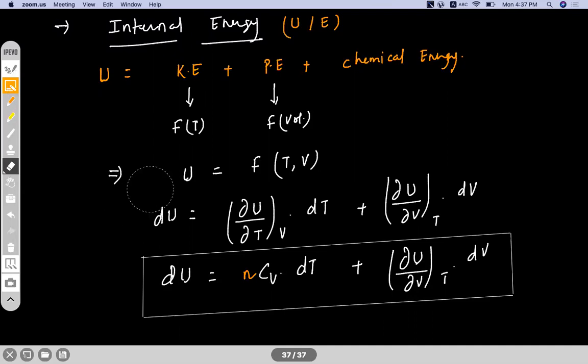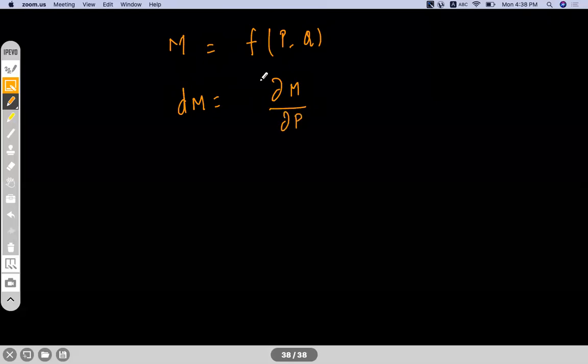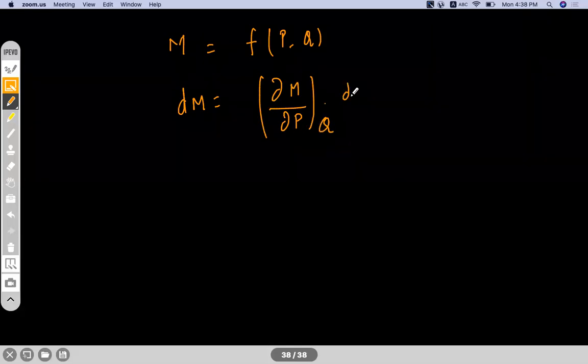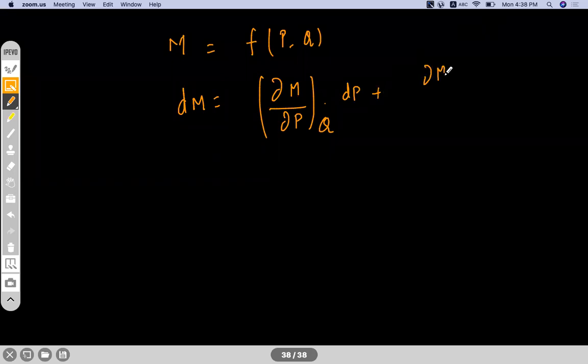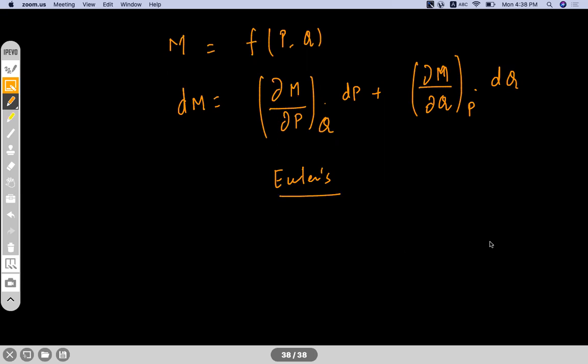Okay, ∂ is the partial derivative. If you have a function, suppose m is a function and it depends upon two variables, p and q. So m depends upon p and q, and we can find dm by partial derivatives: ∂m/∂p, where when differentiating m with respect to p we keep q constant, into dp, plus ∂m/∂q, differentiating with respect to q keeping p constant, into dq. This is Euler's formula. You don't need to know this.